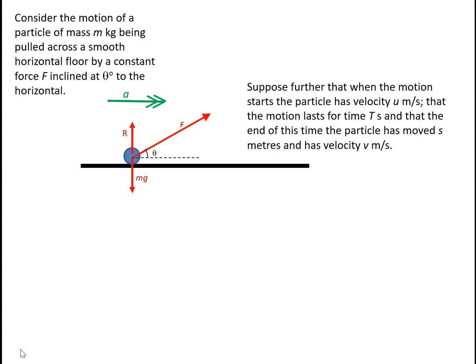To begin with, let's consider the motion of a particle of mass m, which is being pulled across a smooth horizontal floor by a constant force F, which is inclined at θ degrees to the horizontal. What's more, we're going to suppose that when the motion starts, the particle has velocity u, that the motion lasts for time t seconds, and that at the end of this time the particle has moved s meters and has velocity v meters per second.